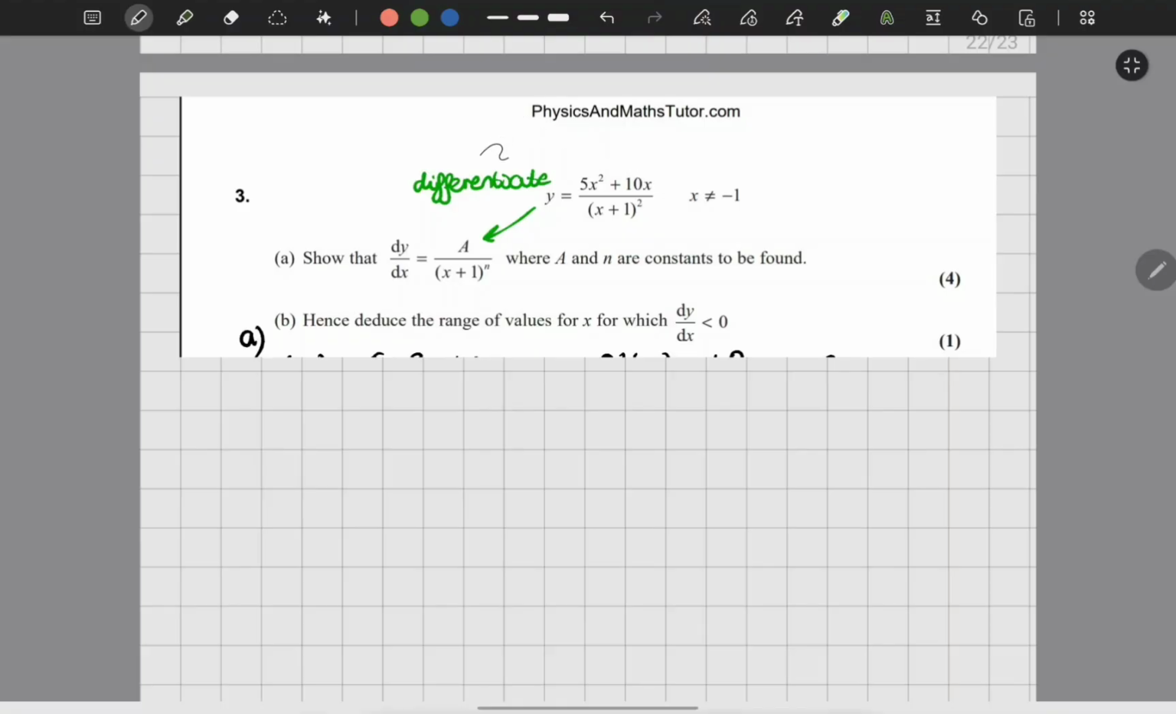So this is where you need to differentiate where you have a fraction and you can't differentiate normally. So let's get into it.